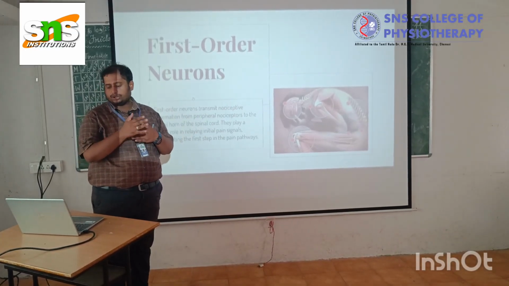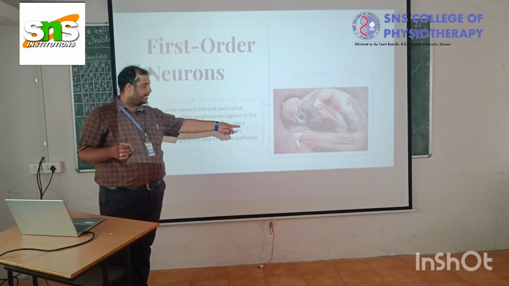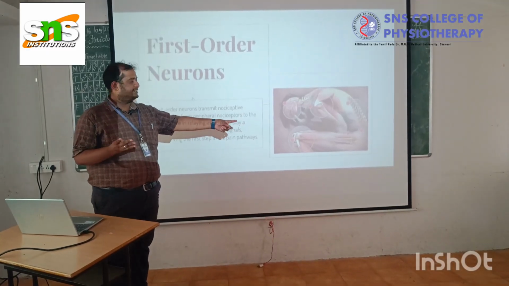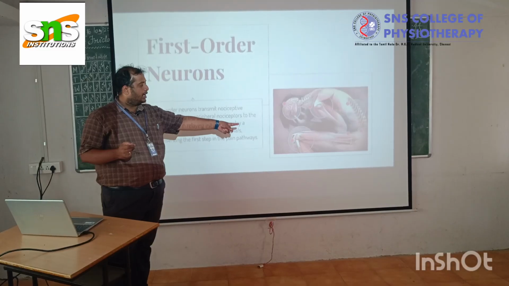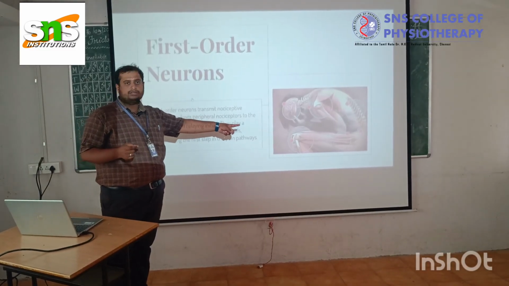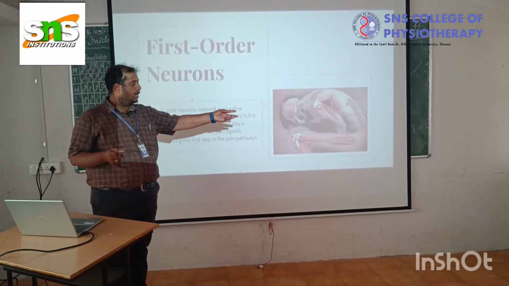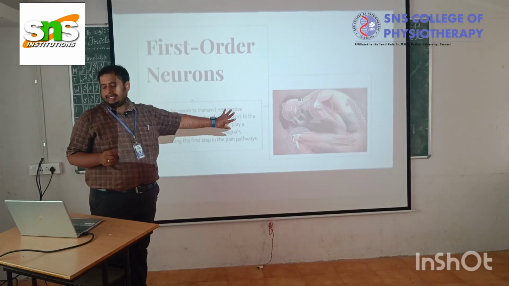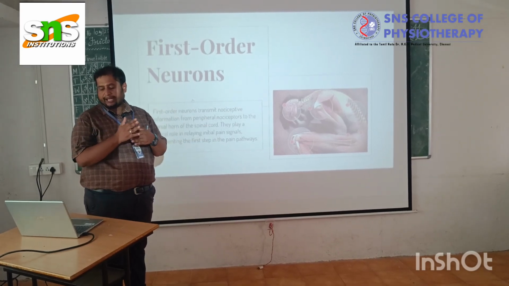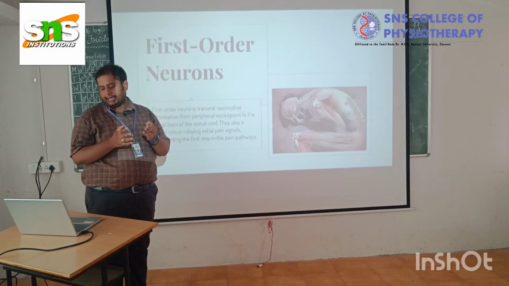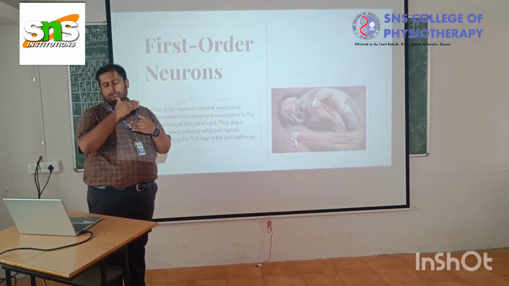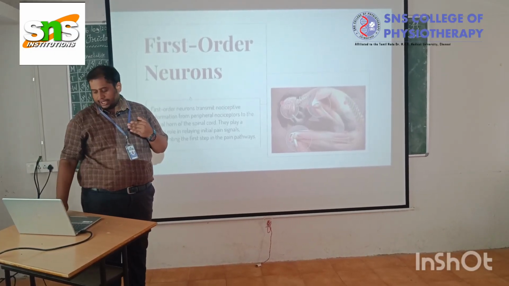Then it travels towards where the nociceptors are. We already spoke about the nociceptors. Here the nociceptors get the stimulus where the pain is perceived, like in our knee or in any other part of the body. Then it goes to the spinal cord, the posterior dorsal horn of the spinal cord. Then it moves on to the next neuron.